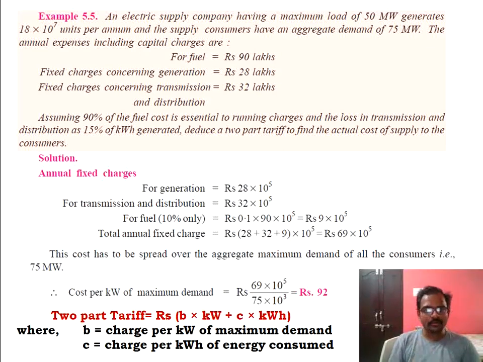Now the cost per kilowatt of maximum demand. What is B? B is nothing but the total cost divided by the total maximum demand. What is the total maximum demand? 75 megawatts, as mentioned in the problem. So the total cost will be 69 lakhs, that is 69 into 10 to the power of 5, and the total demand will be 75 megawatts. We require kilowatts, that is 75 into 10 to the power of 3 kilowatts. So what do we get? Rupees 92. So B is 92.